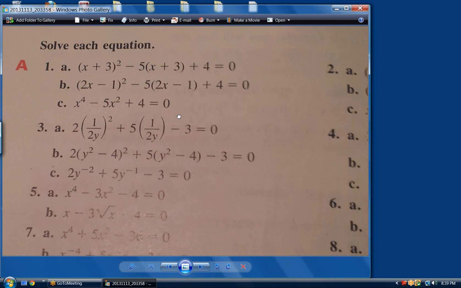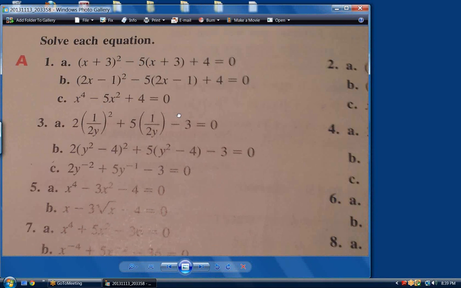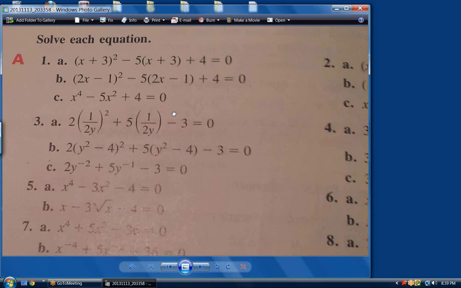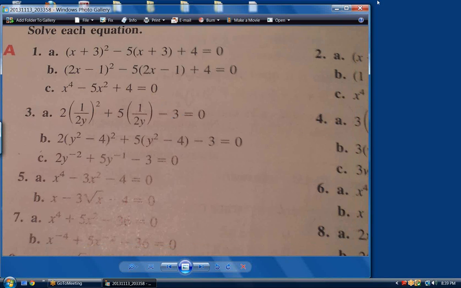Shall we start with 1? Yeah, we're supposed to do odds. This is my homework for tonight. 1 through 19 odds. Okay.